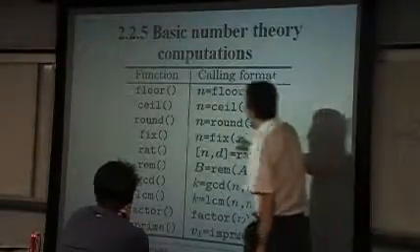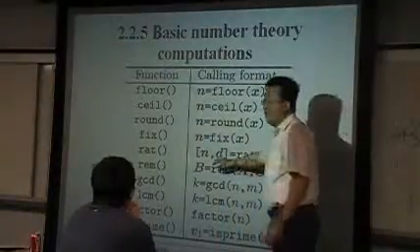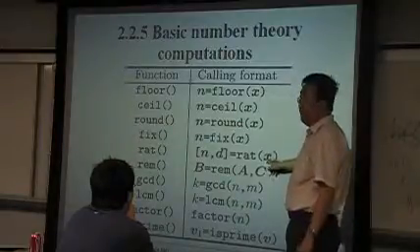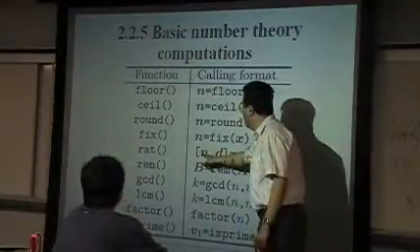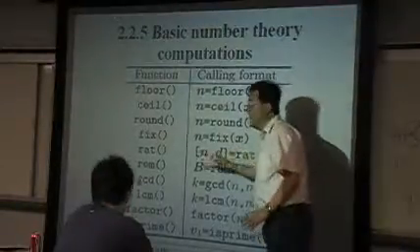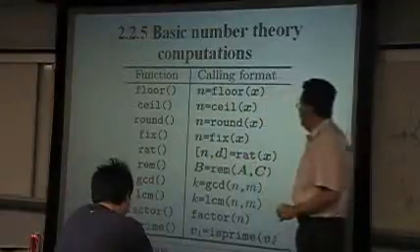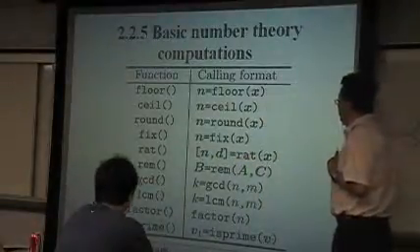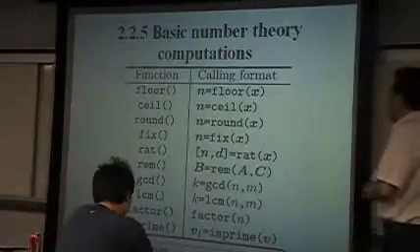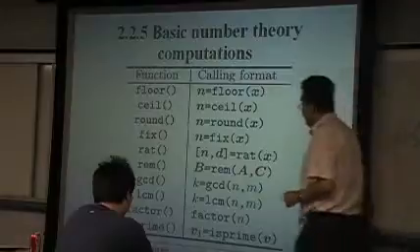And this one is used to find rational approximation to a number. For instance, 1.5, it will return 3, 2. The numerator and denominator. 1.5 will return 3, 2. And this is used to find a remainder of the computation. And these 2 are simple.